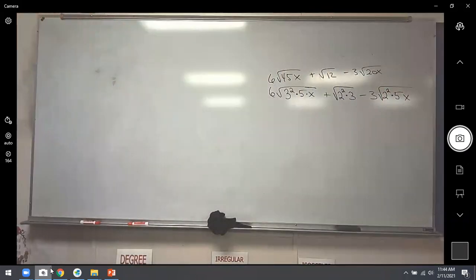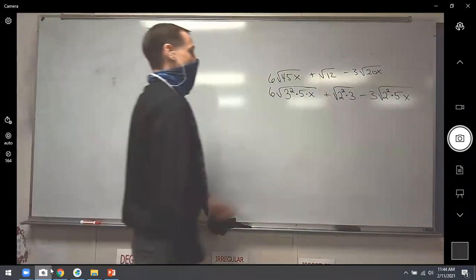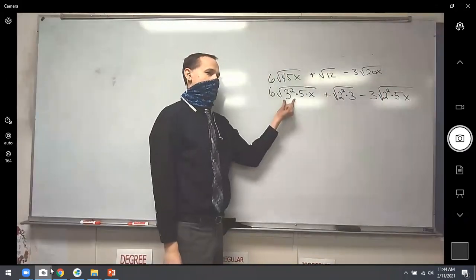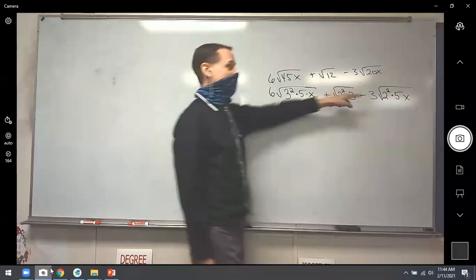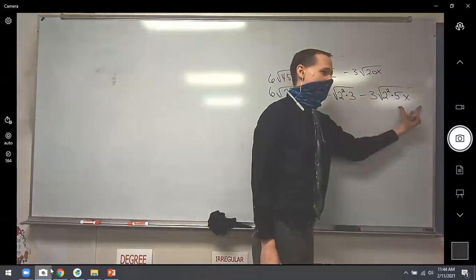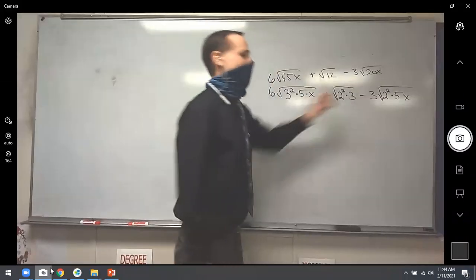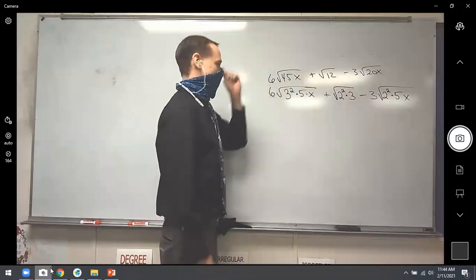Do you see how they do kind of have something in common now? This is going to simplify, isn't it? And what's going to be left over? A 5x under the root, right? And this one's going to simplify, and it's going to have a 5x. These will end up being like terms that I can add together finally after I do this.